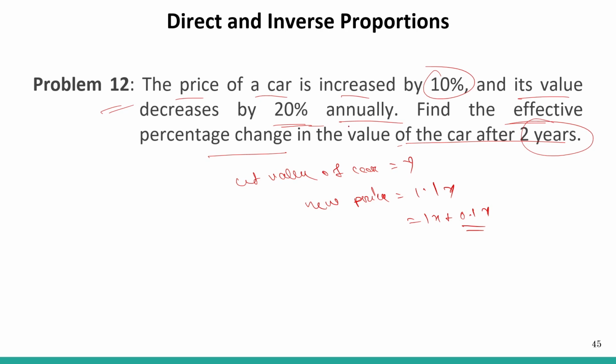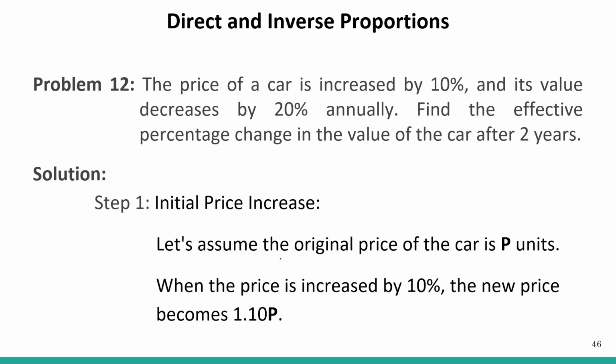The value decreases 20% annually. So this is the hiked price at which a customer buys. He bought it at 1.1x rupees, right? After 1 year, its value decreases by 20%. So 20% of 1.1, that is 1.1 into 0.2.